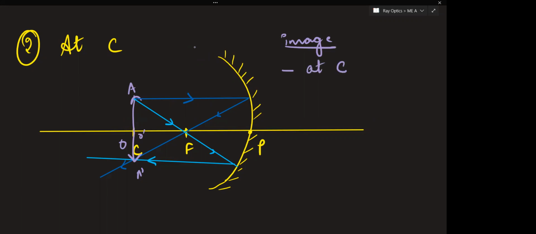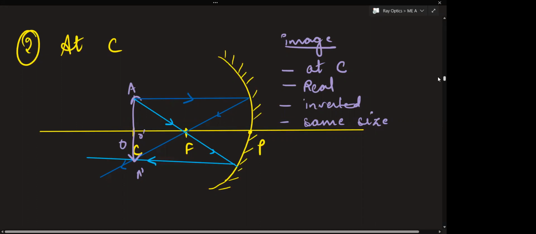So the object was also at C. The image is also at C. Do you see this? Both are at the same point. Again, since it is formed because of the actual rays converging and meeting, it's a real image. Inverted, you can notice. And see, there is no difference between the heights of the object and image. Both are the same, so same size. If a theory question comes, at what point is the image size and object size the same? It's at the center of curvature.